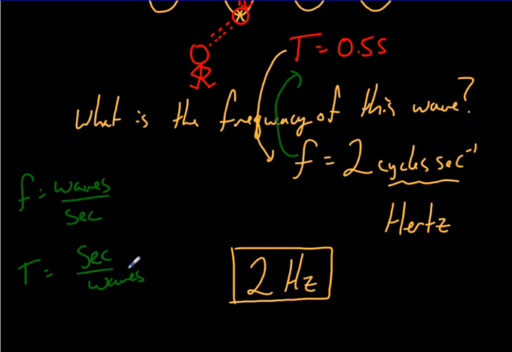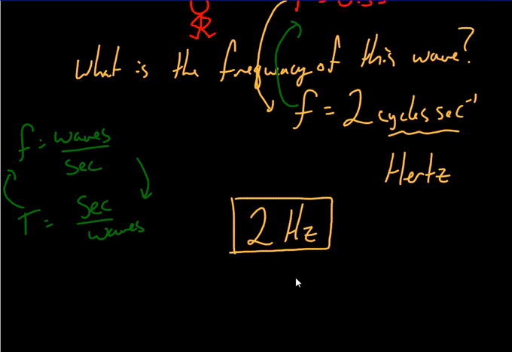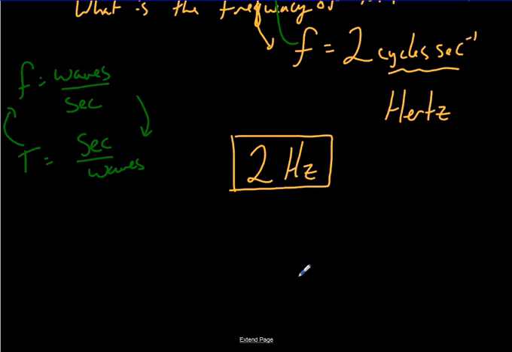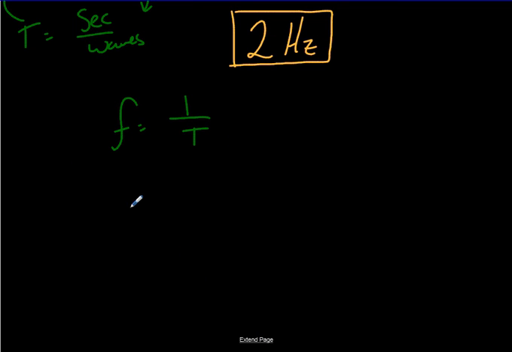Waves per second and seconds per wave are what of each other? What do we call these? Reciprocals. So in order to convert one into the other, you just do the reciprocal. Frequency is the reciprocal of period, and period is the reciprocal of frequency. So it's very easy to convert one into the other.